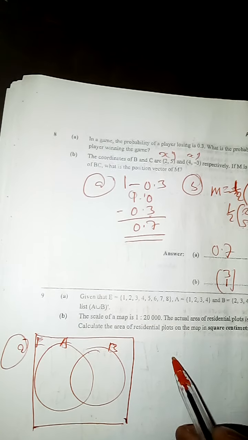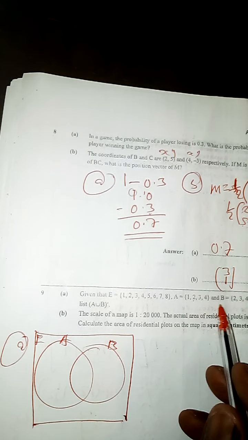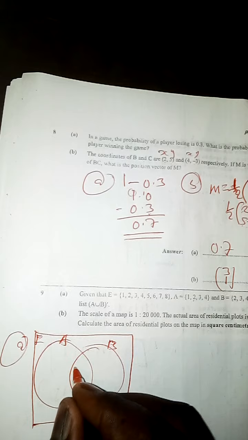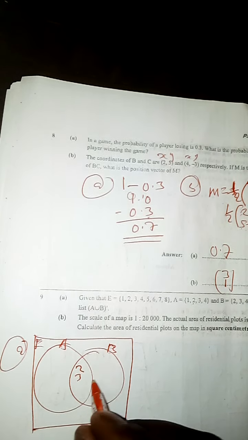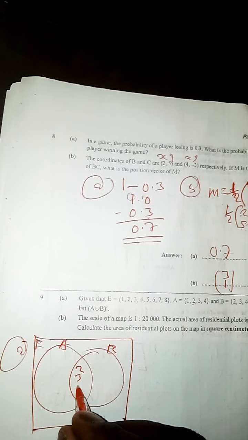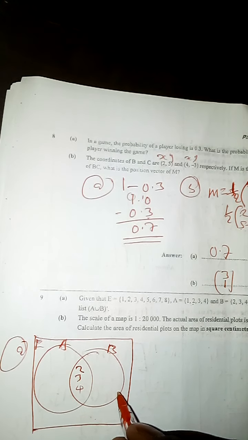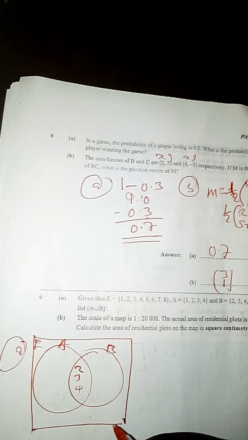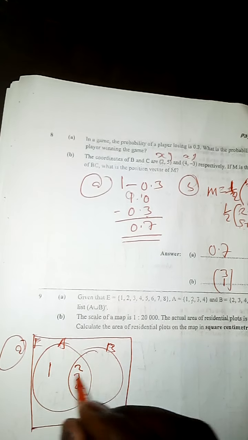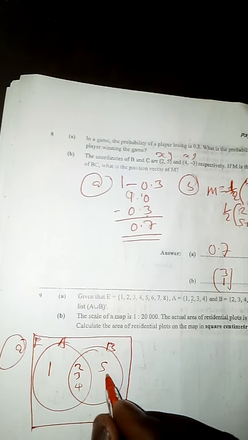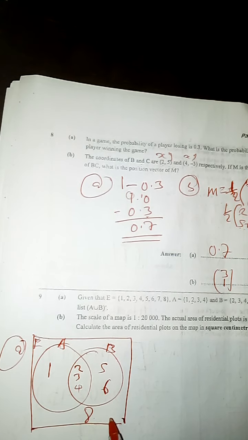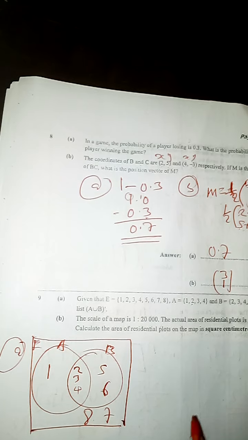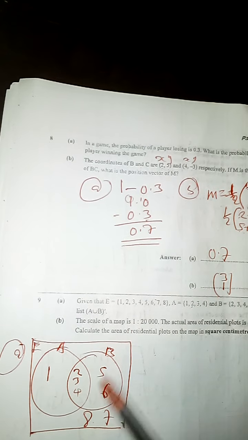Then from there, we look for what's found in A and B. What's found in A and B is 2, apart from 2, 3, apart from 3, 4. Yes, 4. Now 1 is in A. Then 5 and 6 are in B. Then 8 outside, and 7 outside. Yes. So we show this one in this way.